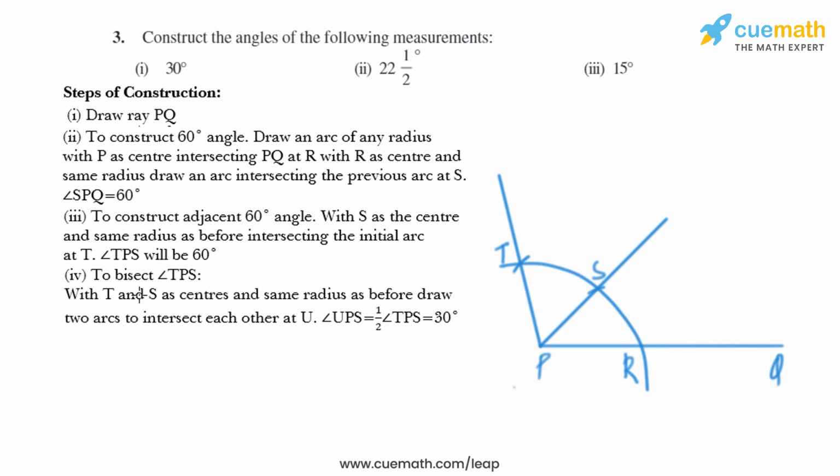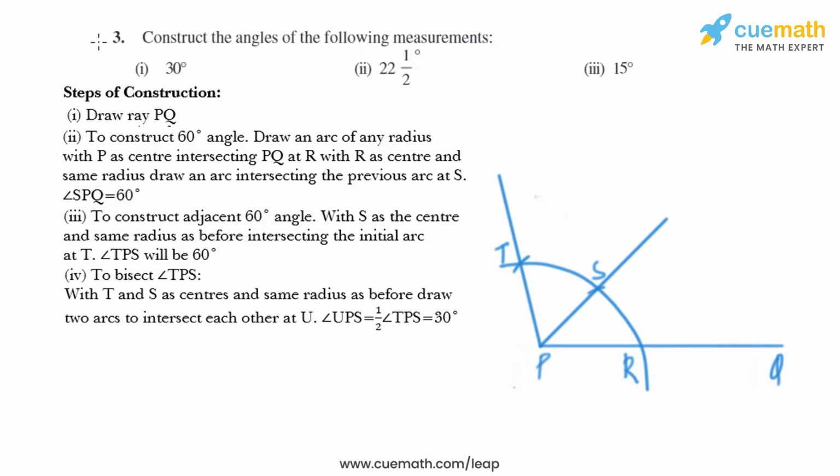Now we need to bisect angle TPS. So with T and S as centers and same radius as before, draw two arcs to intersect each other at U. We will get angle UPS that will be half of angle TPS that equal 30 degree.